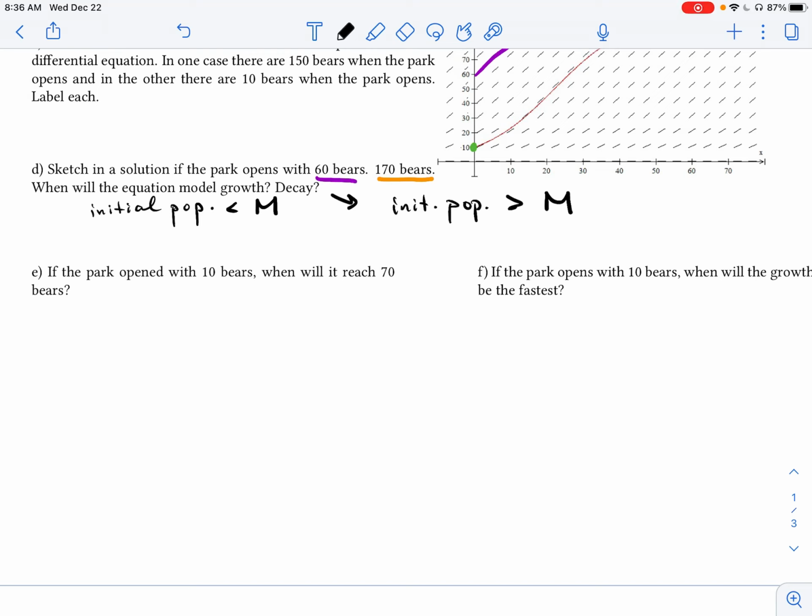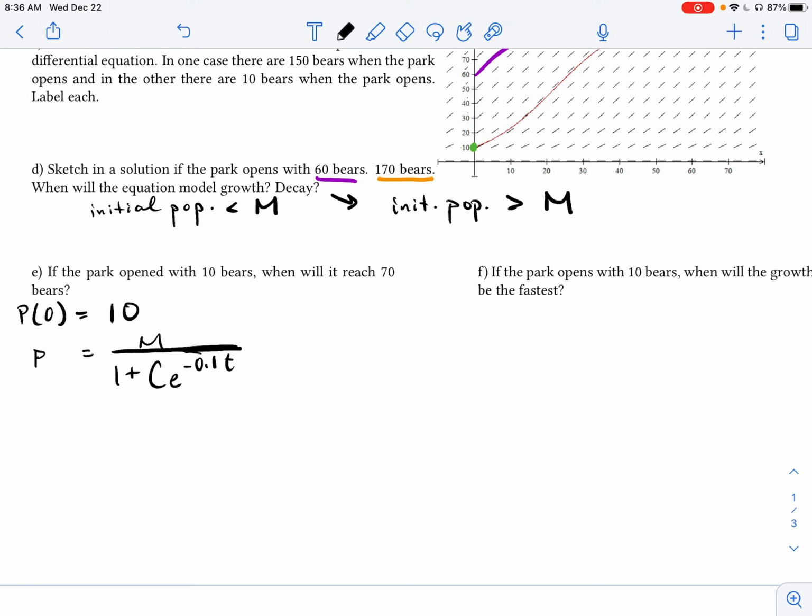Now, if the park opened with 10 bears, when will it reach 70 bears? Now, this is our first time where we're actually going to need to solve for a certain variable. So let's start with this. We know that our initial population is 10 bears. That's given to us. So we can use our population function. So we can say P is equal to M times 1 plus C times e to the negative 0.1 t. This is our solution from part B.